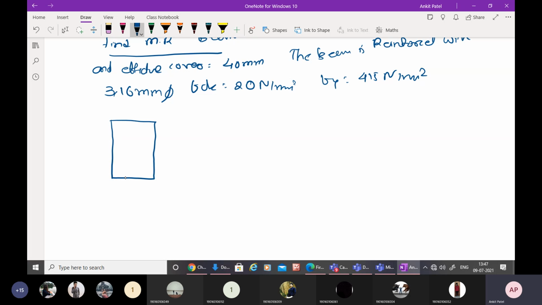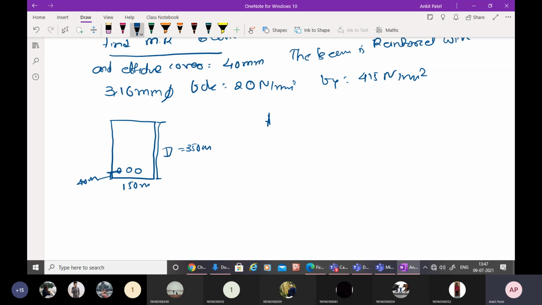This is our section. This width is given, and that is equal to 150 mm. And over here, the reinforcement is given, that is 3 numbers of 16 mm dia bars, and this is the effective cover. They have mentioned the effective cover is 40 mm, and this is your overall dimension, that is capital D, equal to 350 mm.